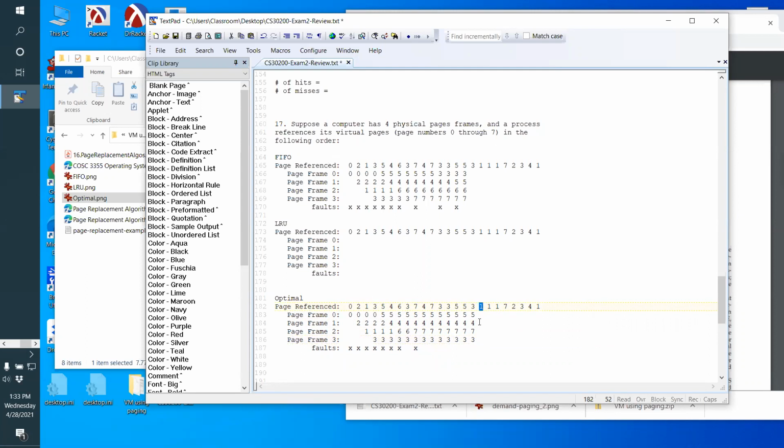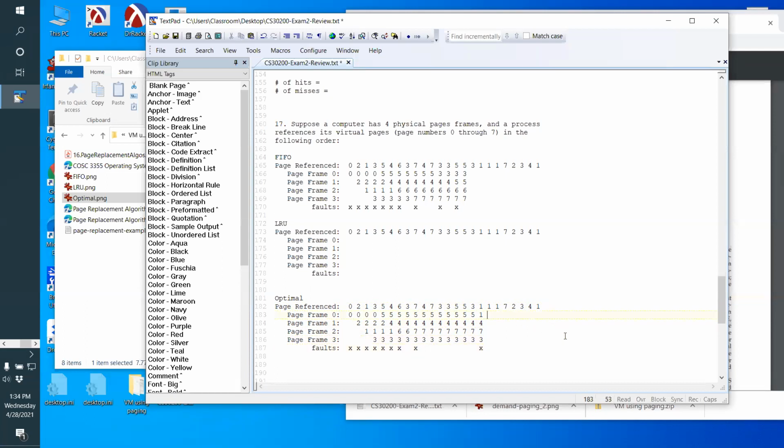Okay. And finally, somebody's got to be brought back in. See, 1 hadn't been used in a long time. Now it needs to be brought back in. So now we have to kick somebody out. Okay, 5, never going to get used again. 4 is going to get used here. 7's going to get used here. 3 is going to get used here. 5's never going to get used again. So kick out 5 and bring in 1. Keep 4. Keep 7. Keep 3. And that was a page fault.